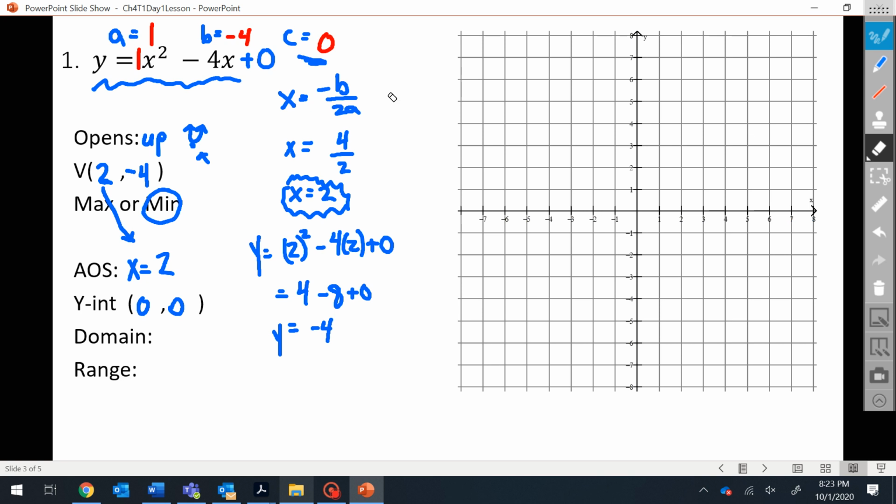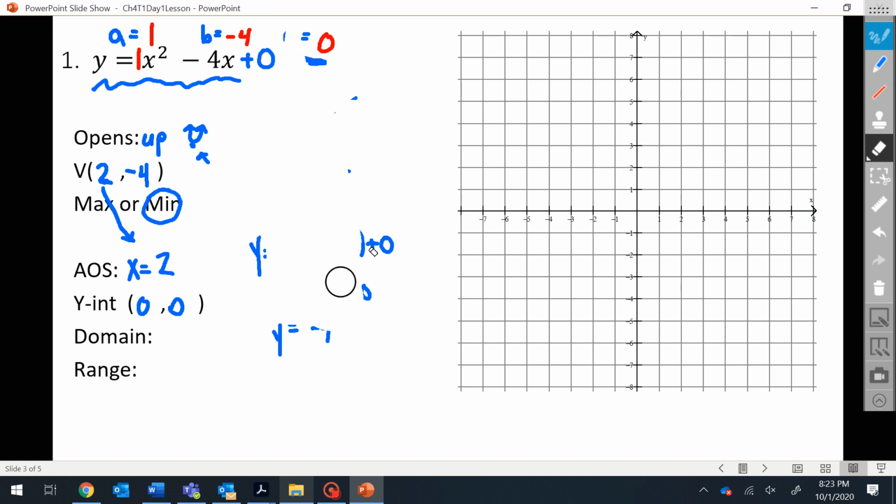Alright, we will graph this now, and then after we graph it, we'll determine our domain and range. So let's erase some of the, oops, I erased my C. That's okay, I don't really need it anymore.